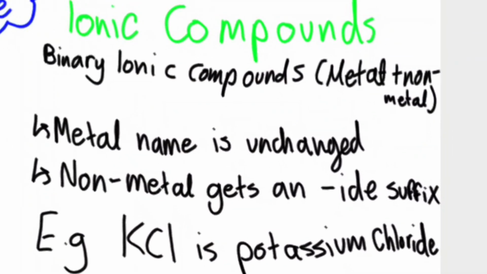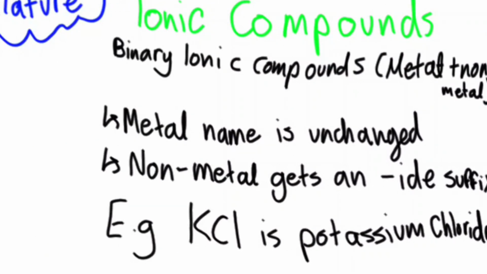Looking at ionic compounds. So, binary ionic compounds are made of a metal and a nonmetal. When you have a metal and a nonmetal, the metal name is unchanged. This is with any metal, it is unchanged. Then when you get the nonmetal, you're going to replace the ending with IDE, which is a suffix. So if we have potassium and chlorine, it's going to be potassium, because it's a metal, it stays the same. Then we have chlorine, which is now chloride, because you take away the ending and put IDE.